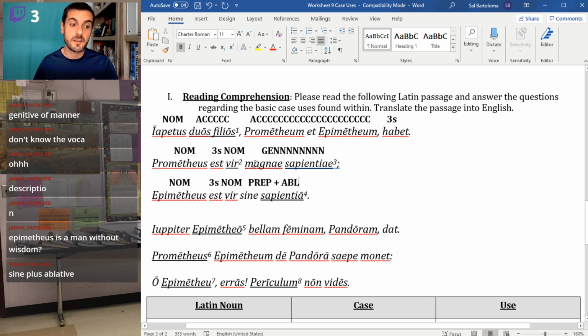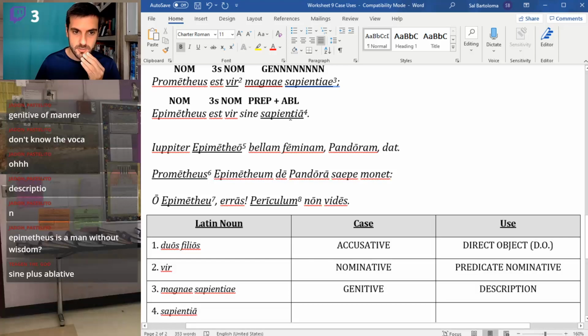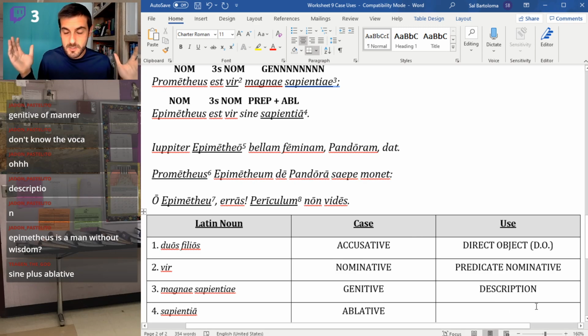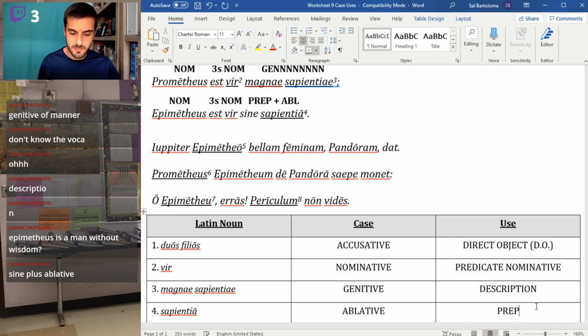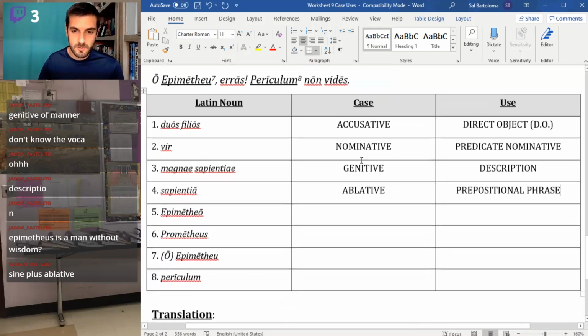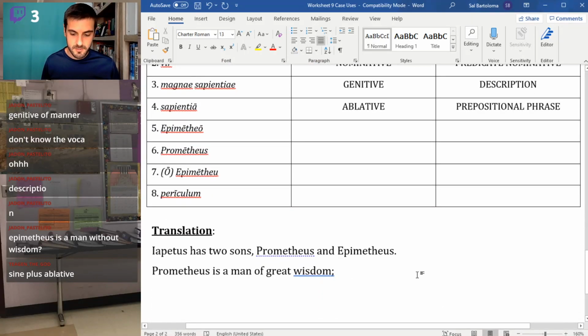So Prometheus is a man of great wisdom. Epimetheus is a man without wisdom. Okay? So sapientia is in the ablative case. And really all we can say about it is that it's in a prepositional phrase. This one doesn't have a particularly exciting name, just without something. You just call it a prep phrase. So Epimetheus is a man without wisdom.